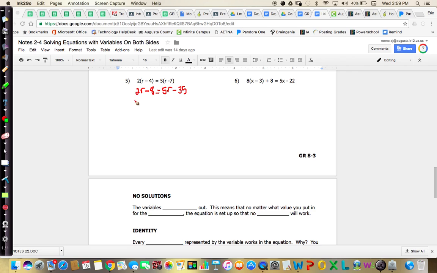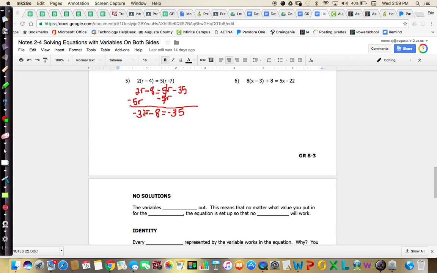Okay, I'm going to move. Well, now this time I'm going to deal with the negatives because I want you to get some experience dealing with the negatives. So I'm going to subtract 5r. So 5 minus 5 is 0. 2r minus 5r is negative 3r. Bring down the minus 8. And minus 35 is going to be negative 35.